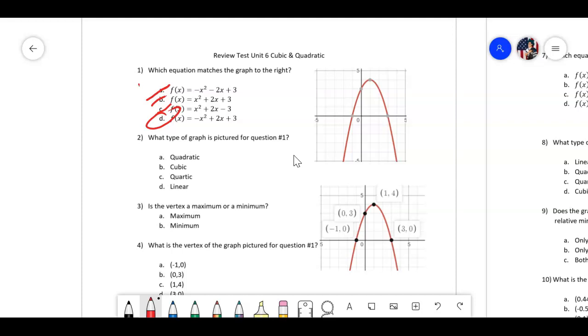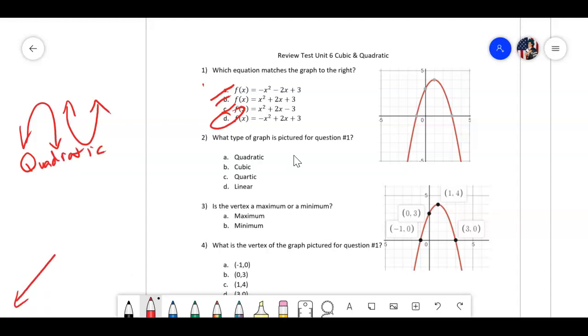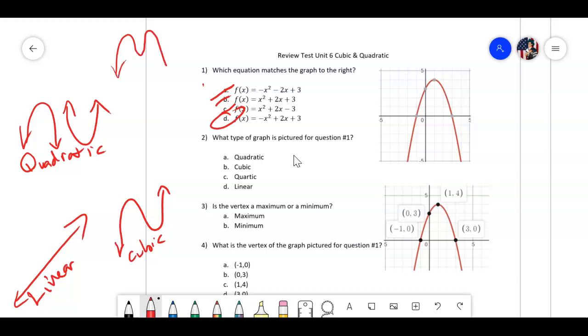The next question is what kind of graph is pictured from question number 1? So remember, if it looks like this or this, that's quadratic. Okay. Straight line is linear. And then the kind of snake looking one is cubic. Okay. And then quartic, we haven't talked about quartic yet, but a quartic can do weird stuff like that. And remember, that's quartic, not quadratic.